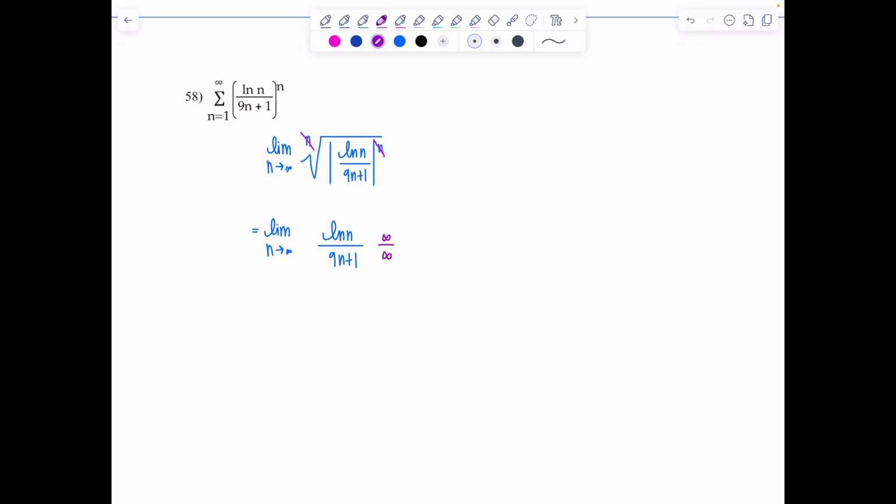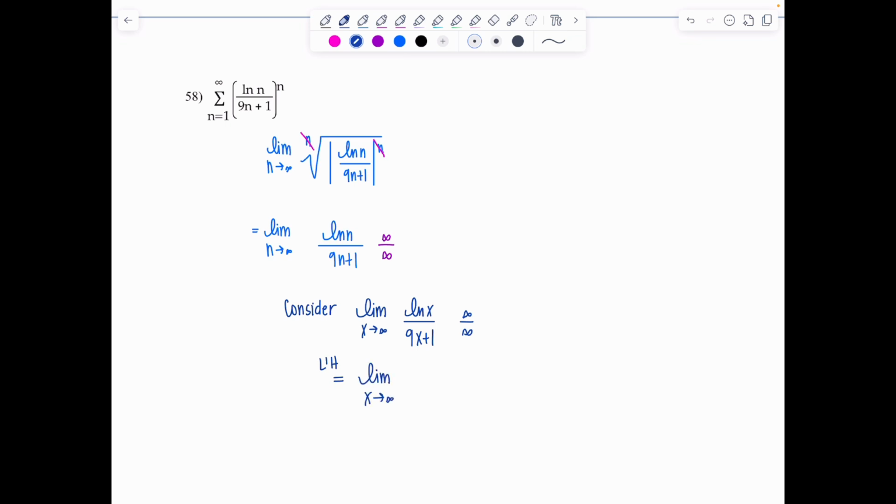But remember, we can't just go ahead and apply L'Hopital's rule because this is not a differentiable function. So we have to, off to the side, consider the limit as x goes to infinity of the natural log of x over 9x plus 1. You literally just swap out your n's for x's. It might feel silly, but it's important to show that you understand when you're allowed to apply L'Hopital's rule. So yes, we have an indeterminate form of the type infinity over infinity. Now we can go ahead and do it.